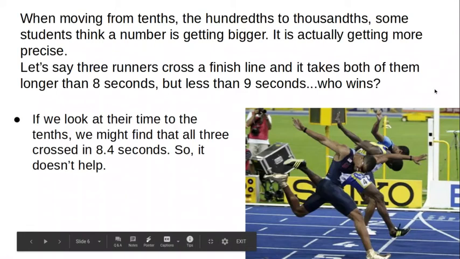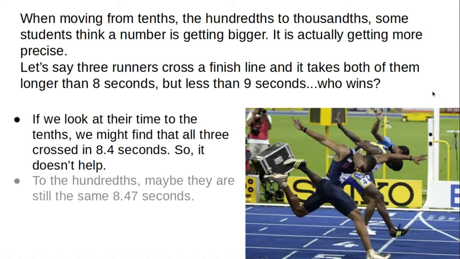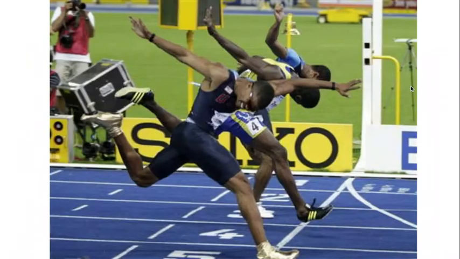So if we look at their time to the tenths, we might find that all three of them crossed at 8.4 seconds. So that doesn't help. If we go to the hundredths, maybe we find out that they all crossed at 8.47 seconds. Maybe the only way to find out the answer is to go to the thousandths of a second to see if there's a difference. So let's zoom in on these runners and take a look.